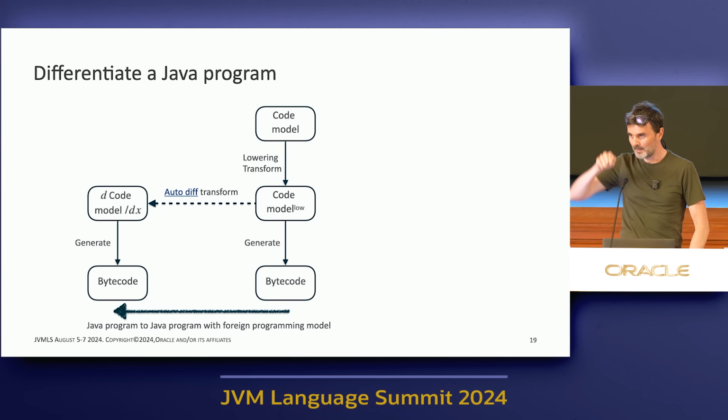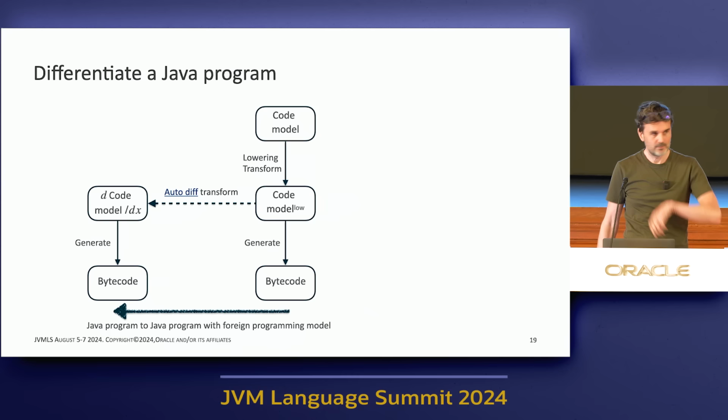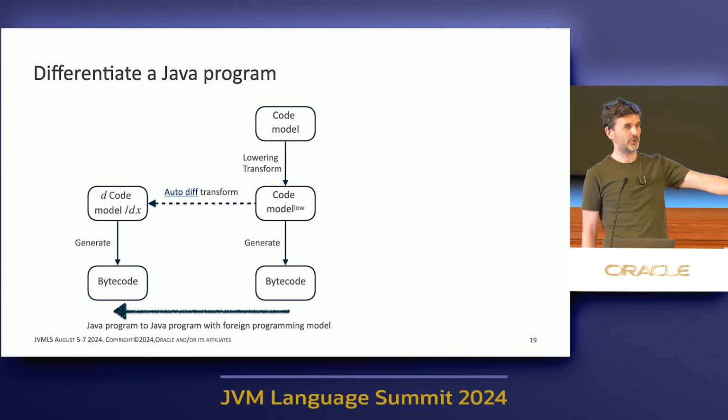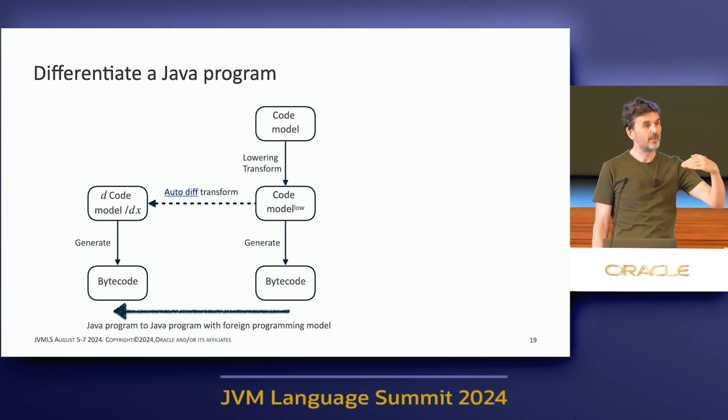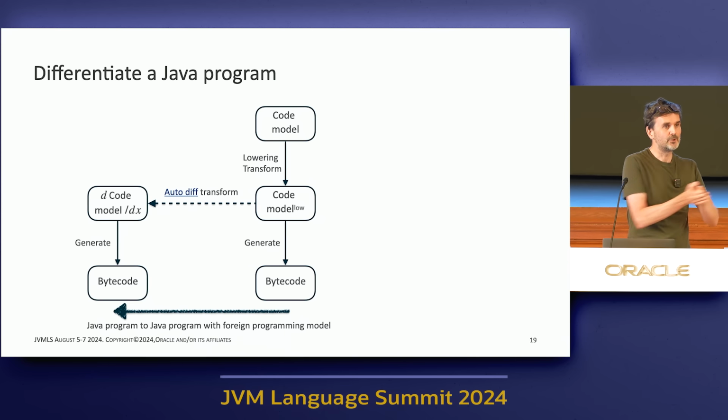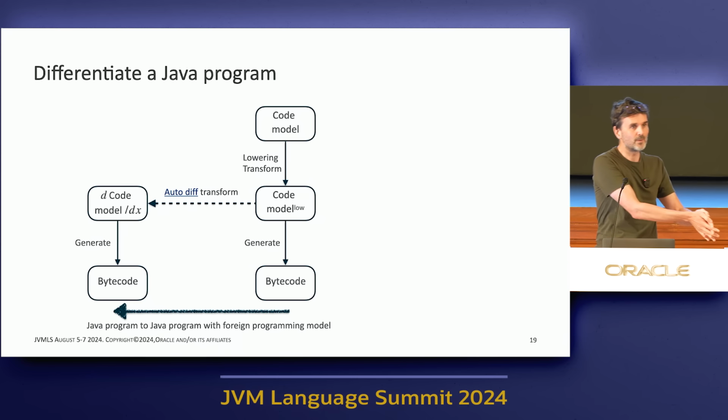So we can go down to bytecode, we can lift up, go around. Well, we can do other stuff. We could transform a code model and generate its differentiation through automatic differentiation. And once we generate the code model there, we can generate bytecode and then run it. So there's a classic kind of Java to Java transformations we can do with code models.